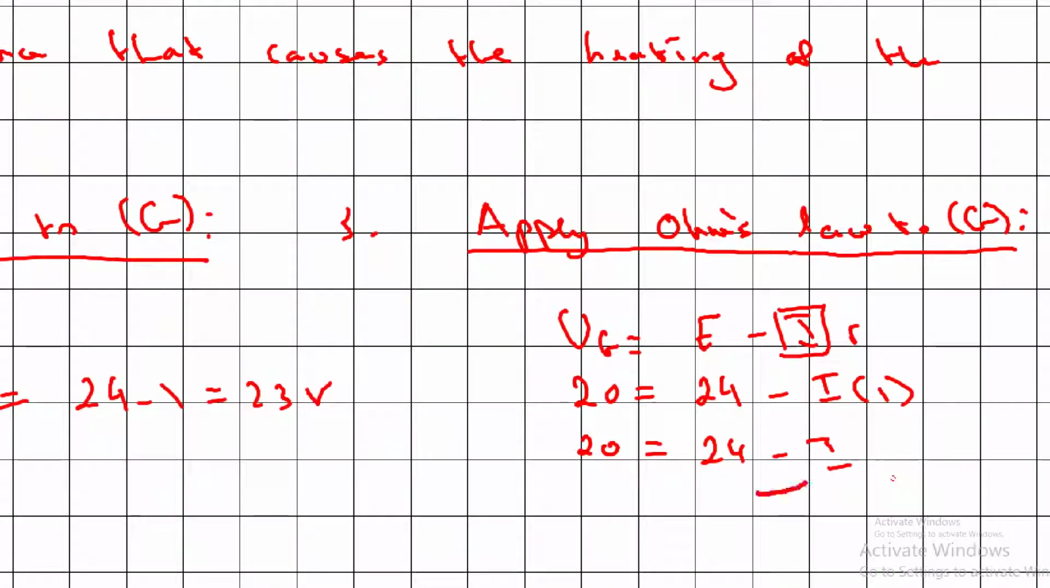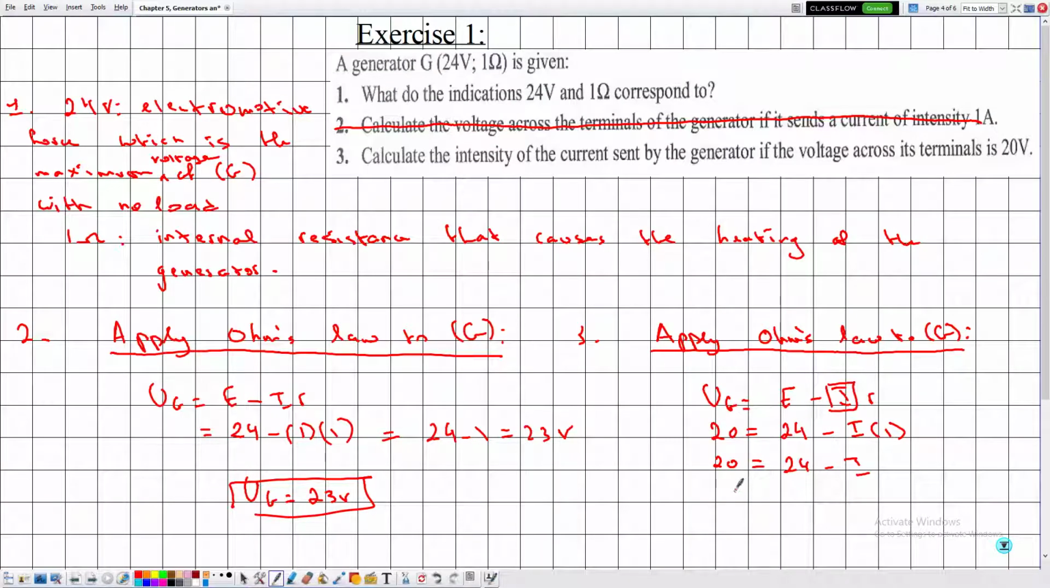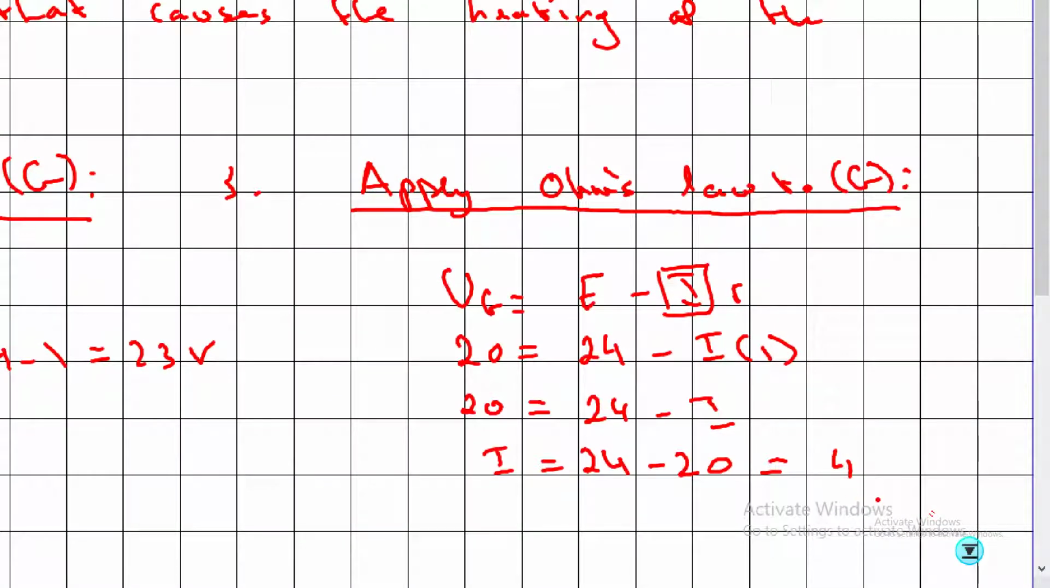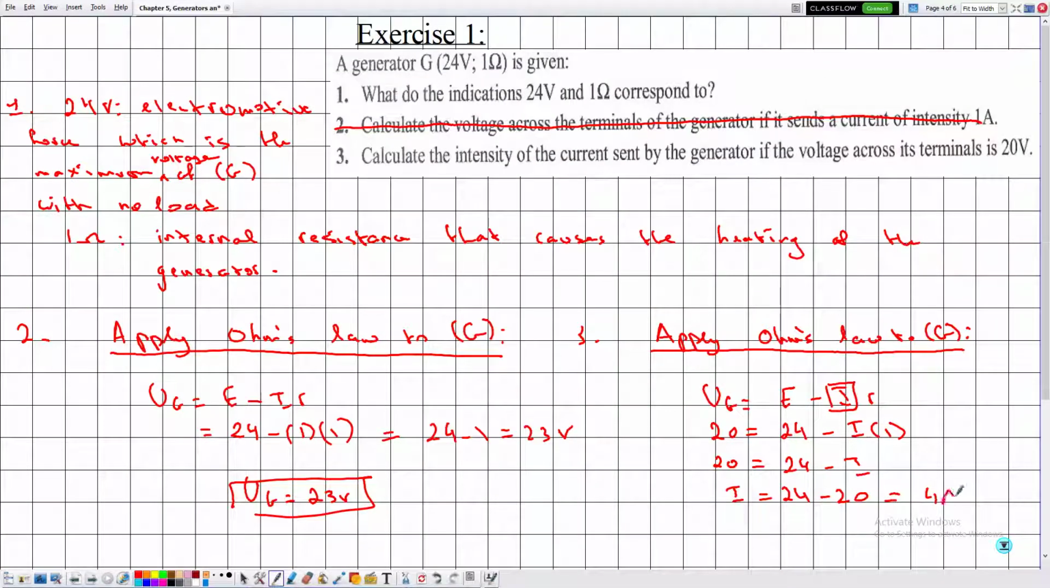Now dragging I to the left hand side and dragging 20 to the right hand side, the equation is reduced to the following form: I equals 24 minus 20, which is equal to 4. Since everything is expressed in the SI, the value of I will be in the SI, which is amperes. Then in this case, according to Ohm's law, the value of the current traversing this generator is 4 amperes.